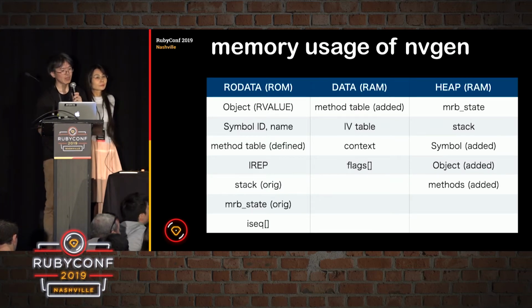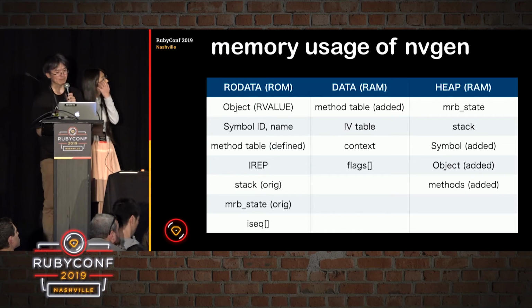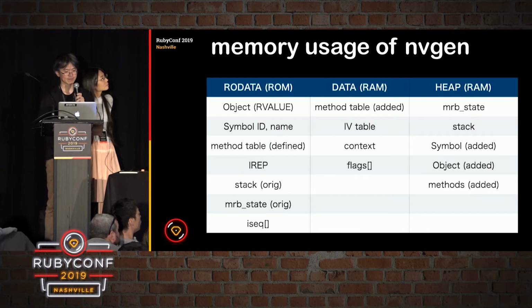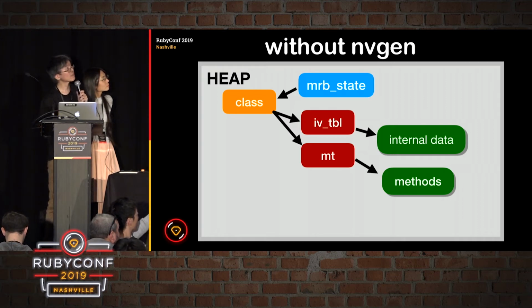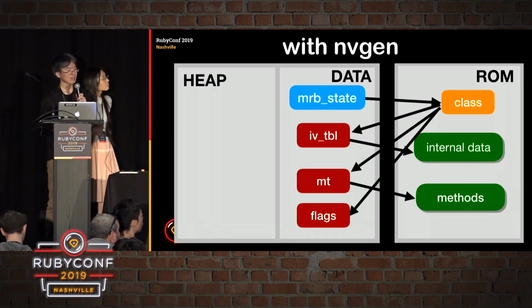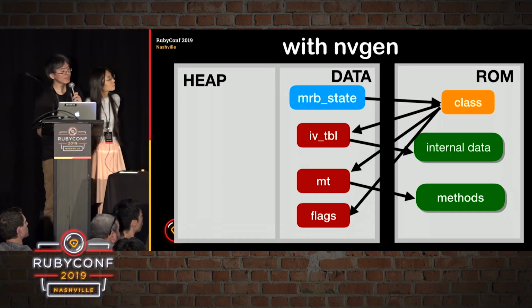This table shows how each category is used. Everything in the table is in heap for normal mruby. This is how NVGen changes memory usage. Let me explain in more detail. Normally, all internal data and methods associated with a class are created in the heap. In other words, it's all in RAM. NVGen, on the other hand, uses data and ROM space instead of the heap.